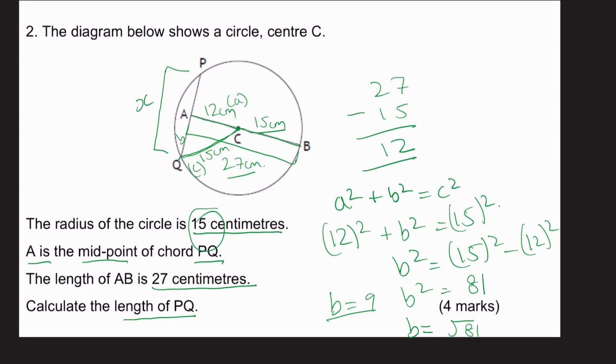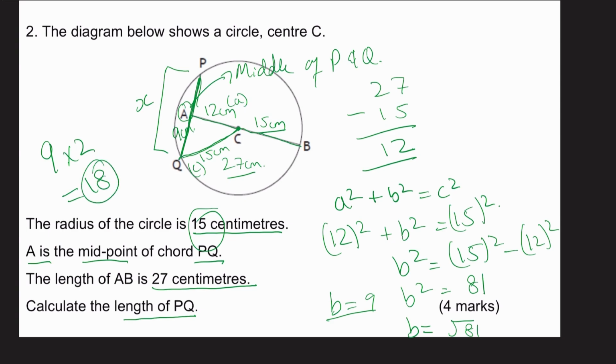Okay, now instead of writing b here, I'm going to write 9 centimeters. So we know that a is the middle of p and q, which means we now have to double the number 9. If this part here is 9 centimeters, this part here also has to be 9 centimeters. So now we just do 9 times 2, which equals 18. And that's our final answer, 18 centimeters.